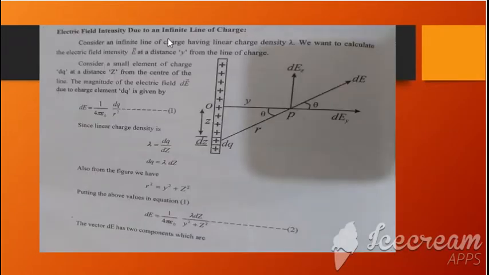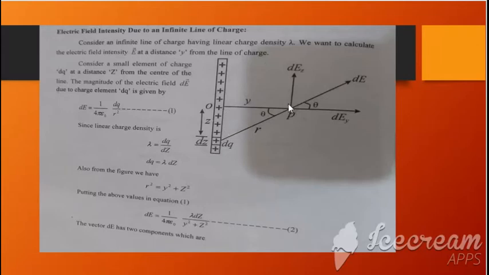Okay, another topic is the electric field intensity due to an infinite line of charge. In this figure, there is an infinite line of charge for which you do not know the limits, where it starts and where it ends. So, consider an infinite line of charge having linear charge density lambda. Lambda is charge per unit length. We want to calculate the electric field intensity E at a distance y from the line of charge.